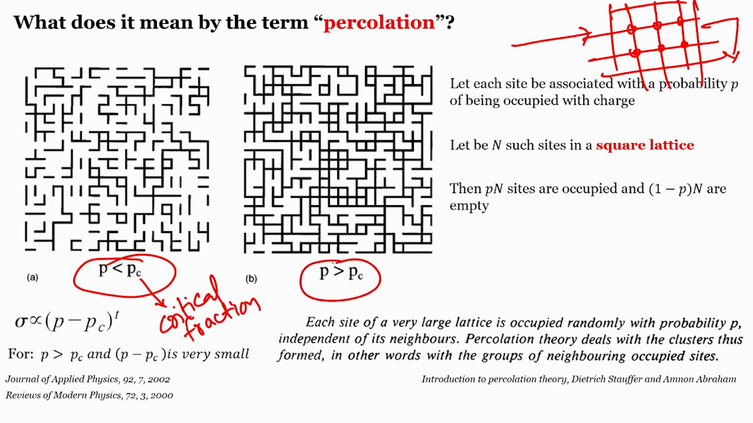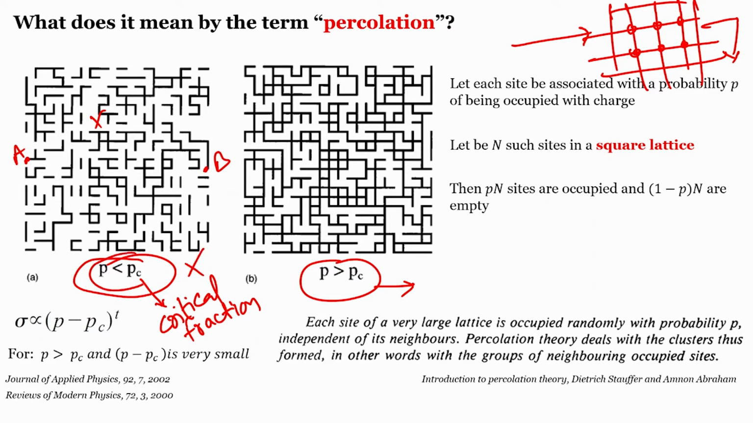And at this particular point, the critical fraction is breached, and we can see that when it comes to connection between, let's say, point A here to point B here, there was no single continuous path. There didn't exist any single continuous path.